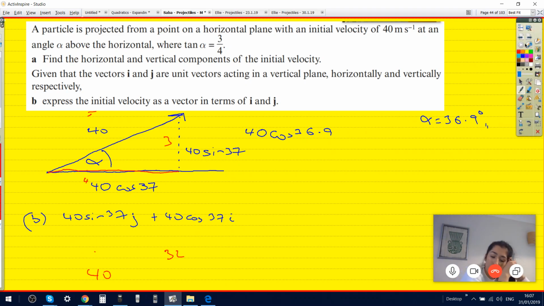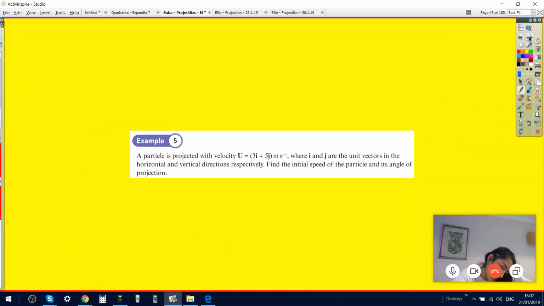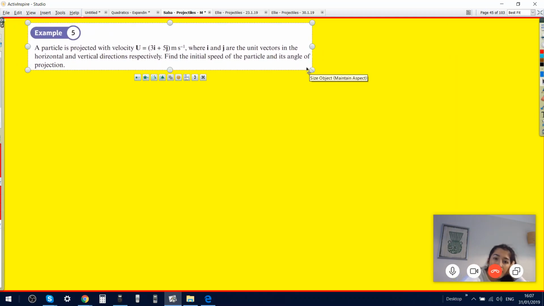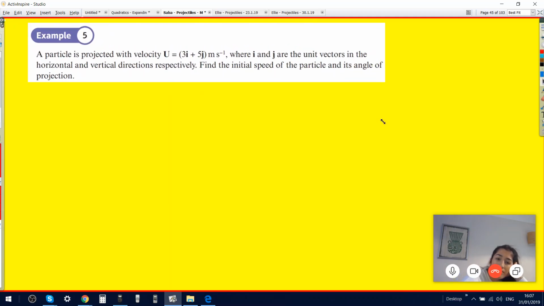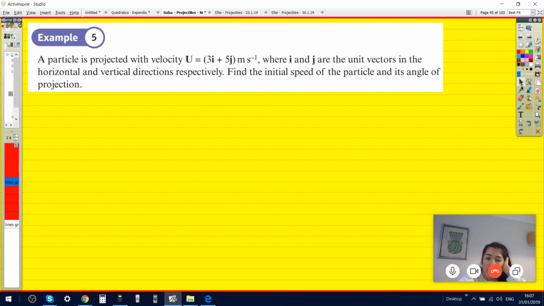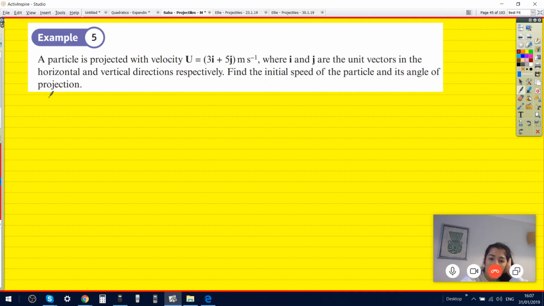Okay, how about this? This time they give us the vector, and we have to get the stuff from it. A particle is projected with velocity 3i plus 5j, where i and j are the unit vectors in the horizontal and vertical direction respectively. Find the initial speed of the particle and its angle of projection.